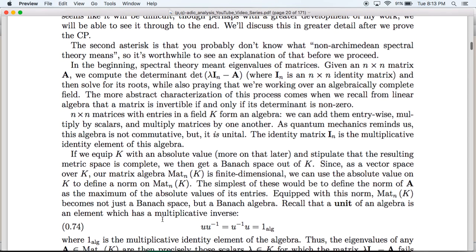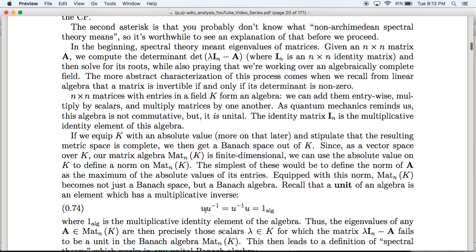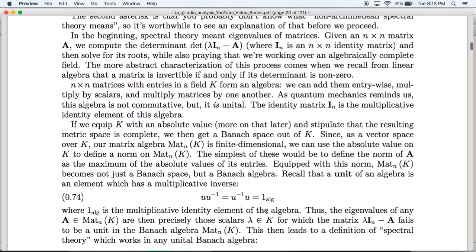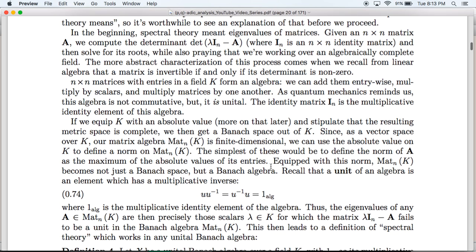Now, recall here that a unit of an algebra is an element which has a multiplicative inverse. U is a unit if there's an element U inverse such that U inverse U equals U U inverse equals the identity element of the algebra, the multiplicative identity element. So, going back to matrices, the eigenvalues of any matrix A are precisely those scalars lambda for which lambda I minus A fails to be a unit of the Banach algebra, of our matrix algebra.